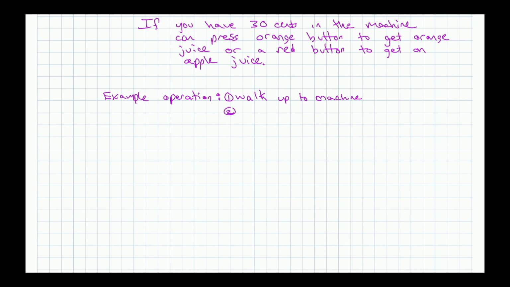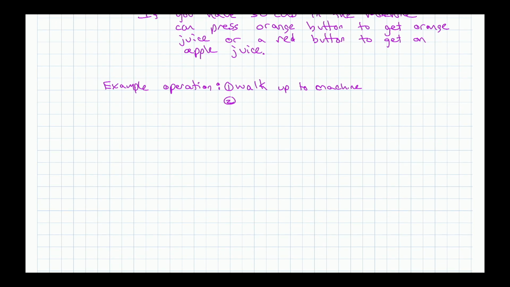Okay. Step two, what are we going to do? We are going to put in a dime, right? So we put in 10 cents. Now you're going to put in 25 cents. So you put in 10 cents, you put in 25 cents. Now you've put in a total of 35, right?